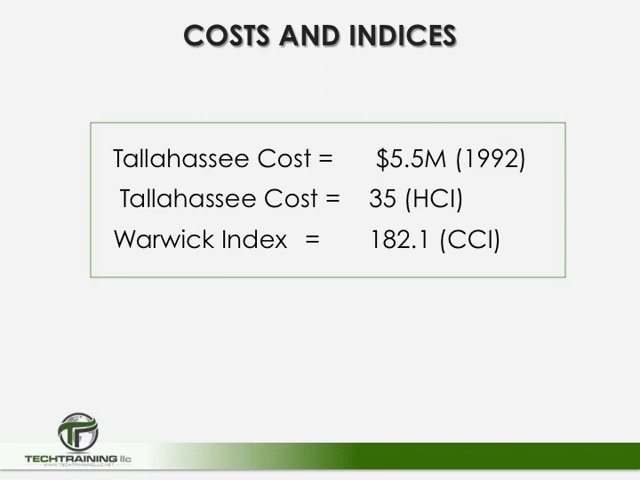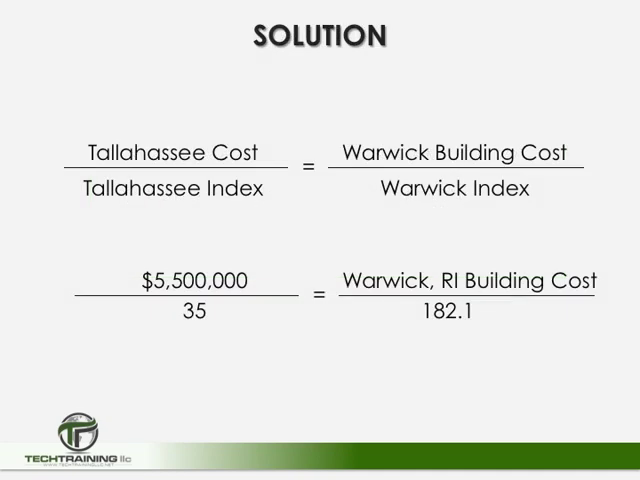Now we're going to go ahead and look up our indices, and we find out that the Tallahassee cost, or the historical cost index for Tallahassee in 1995 was 35, while the current cost index in Warwick, Rhode Island is 182.1. So again, we are going to go ahead and set up our equation. We have the cost of the building in Tallahassee in 1999, $5.5 million, over the historical cost index, again for Tallahassee, of 35, is going to equal the Warwick, Rhode Island cost of the building over the current cost index for Warwick, Rhode Island of 182.1.